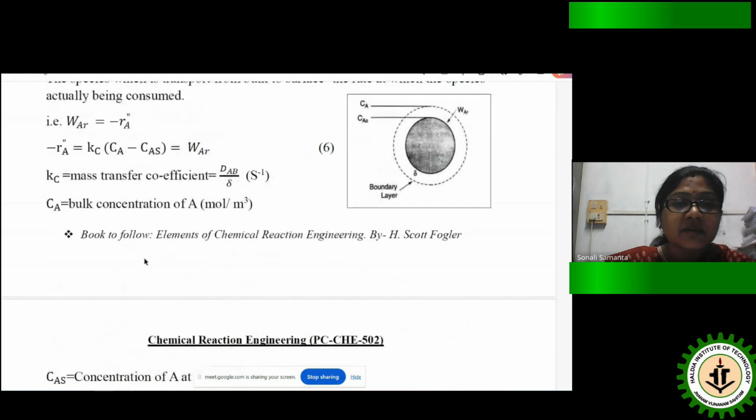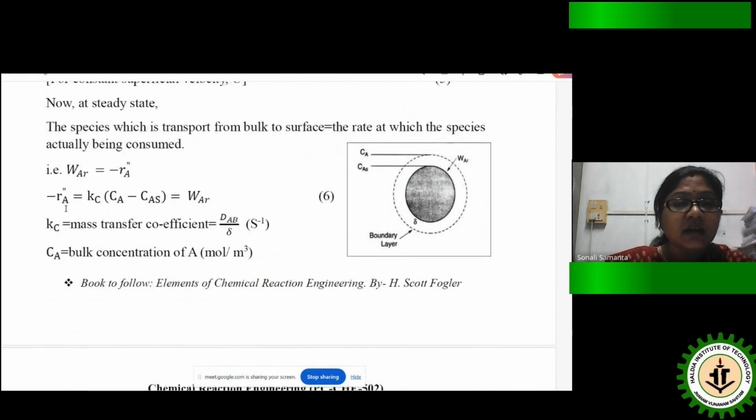Before that, what is RA? RA is considered as the rate of diffusion, the mass transfer rate. When we are talking about the mass transfer rate, there should be a concentration gradient and the mass transfer coefficient. The mass transfer coefficient and the concentration gradient give you the diffusion rate. CA minus CAS is the concentration gradient inside the boundary layer thickness.